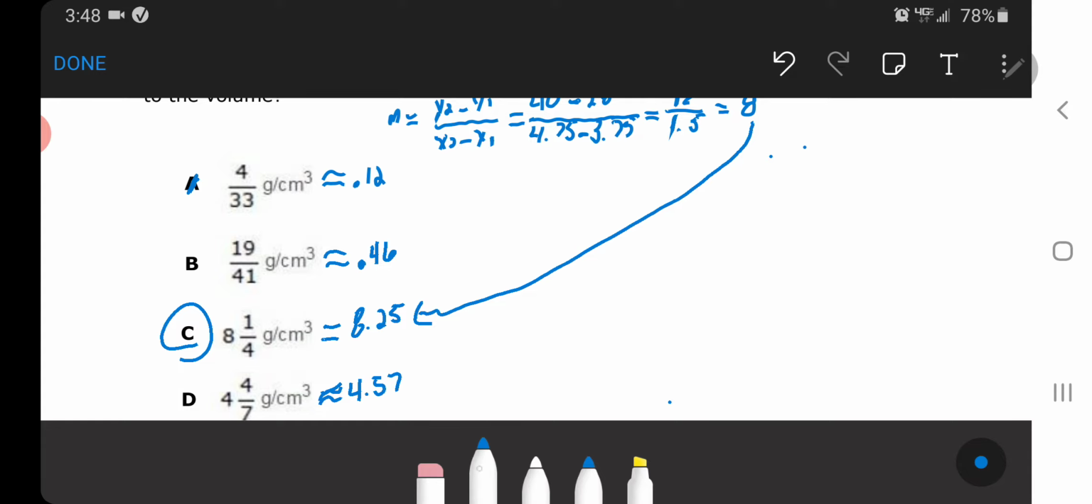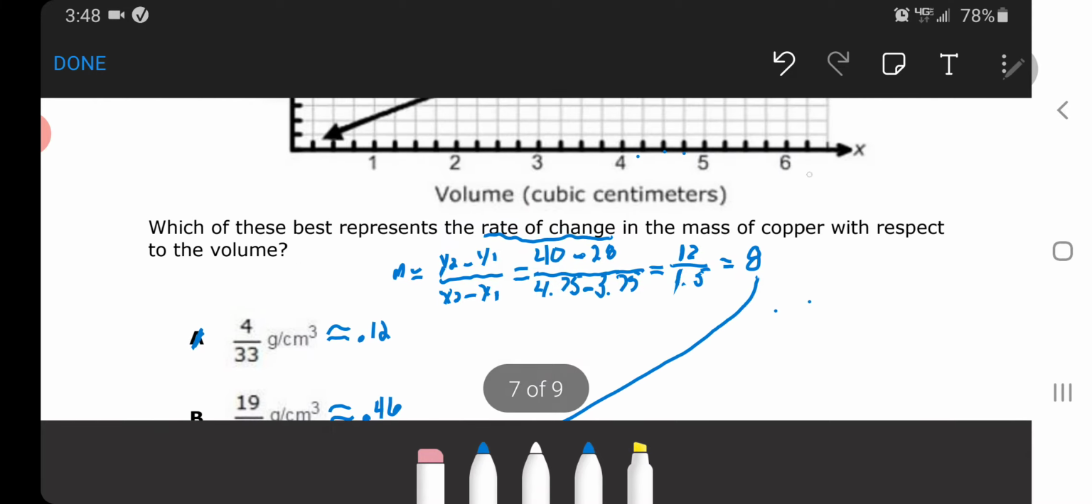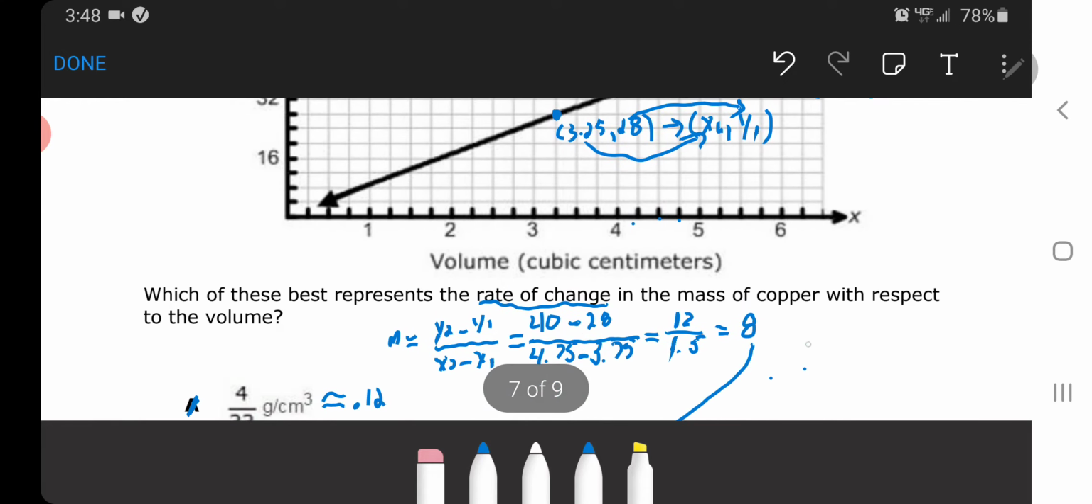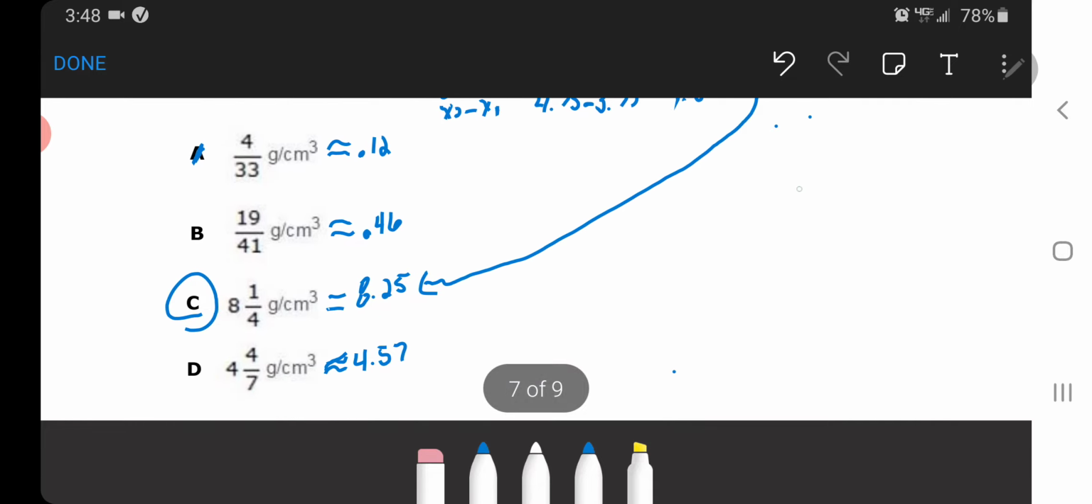Like I said, some of these graphs are pretty easy. Some of them get a little complicated, like this guy right here. But just do your best, pick out some decent points, and you should get approximately your right answer choice.